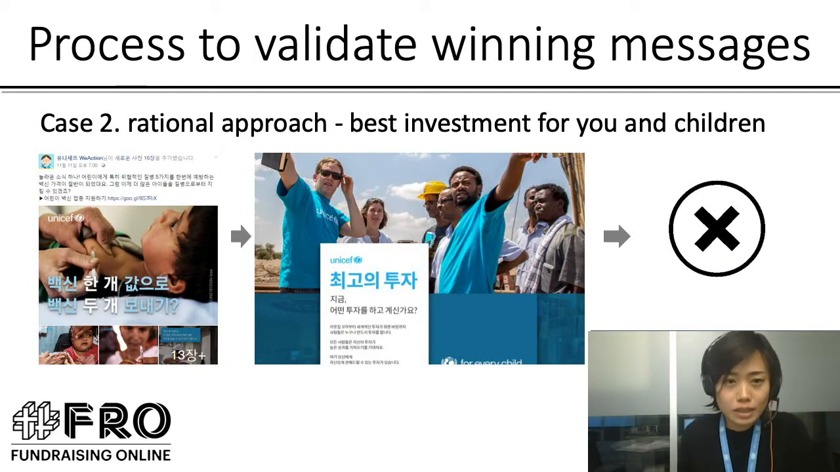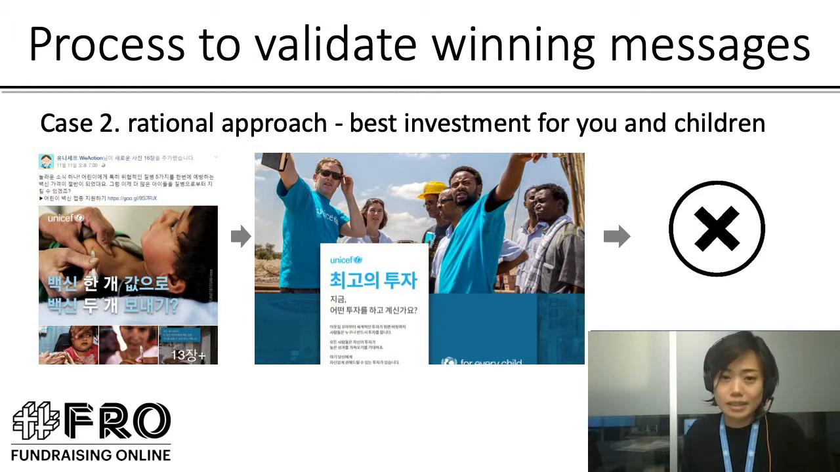Not all campaigns were successfully developed into quarterly campaigns. For example, this case 2 shows a rational approach which performed really well when they organically tested. However, this one-page testing didn't show them promising results, and hence they did not develop it into an annual campaign. It's about the best investment for you and children. So it's a more rational approach. It talks about the vaccines, the price of the vaccines that UNICEF delivers in the field, and the professionals that UNICEF staff in the field have been working with.